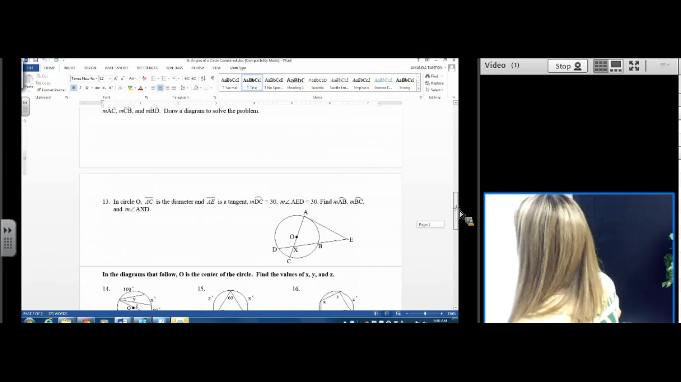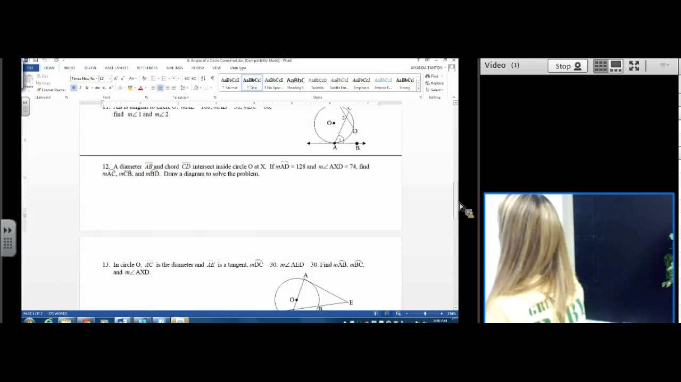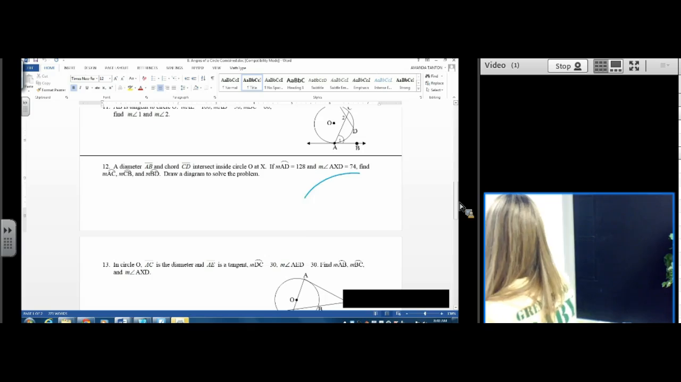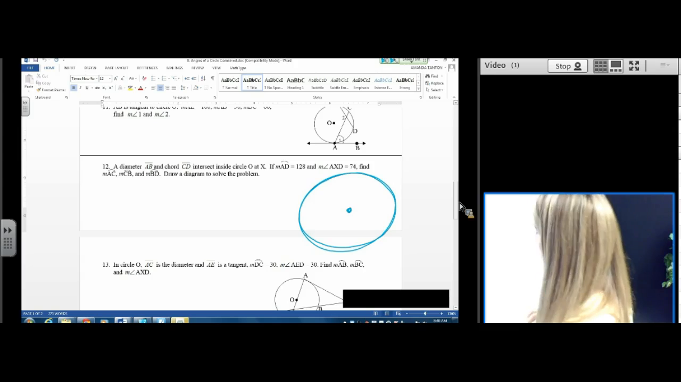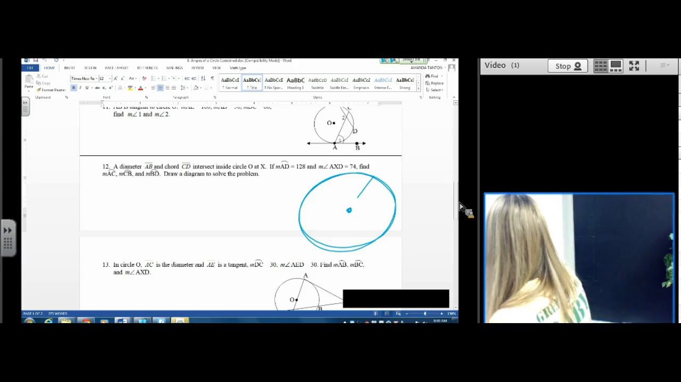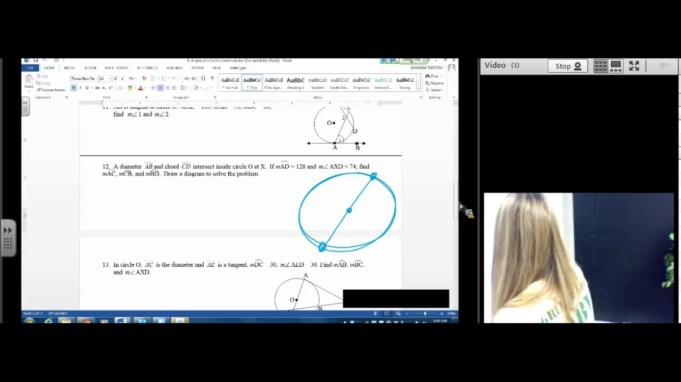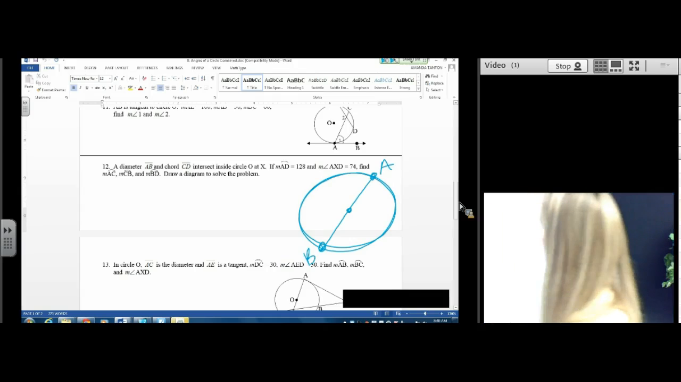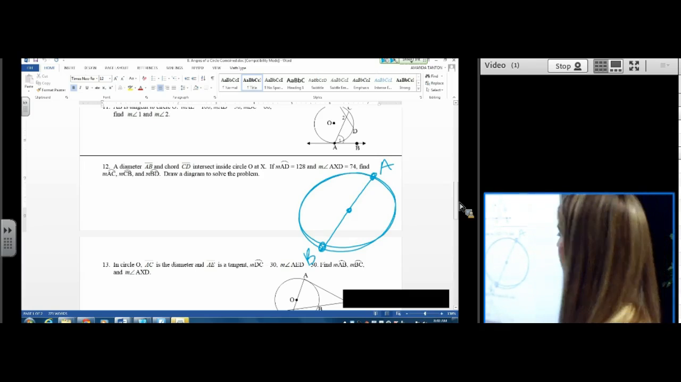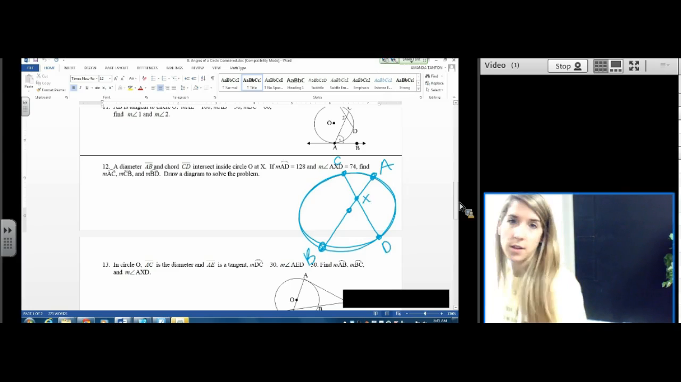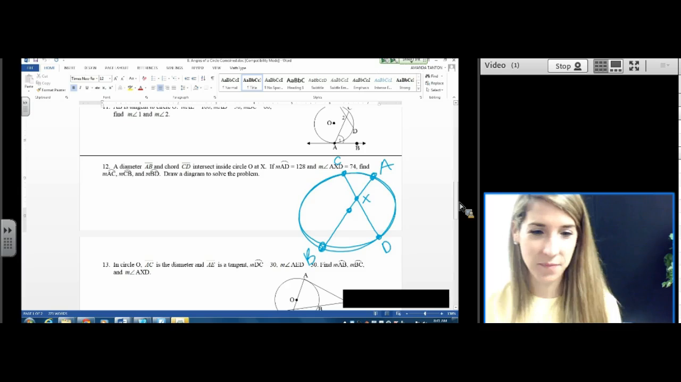Number 12. A diameter AB and chord CD. Okay, let's stop right there. So we have the center of our circle. The diameter is AB, and chord CD intersect inside circle O at X. So we're going to draw a chord that's not the diameter, and that is CD, and they intersect at X. So first you have to draw a picture correctly, right? Okay.